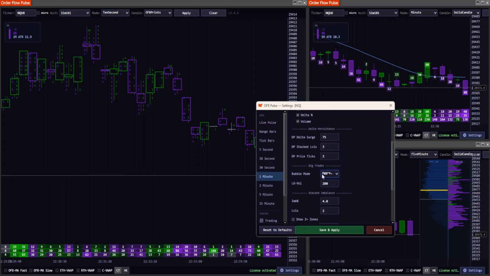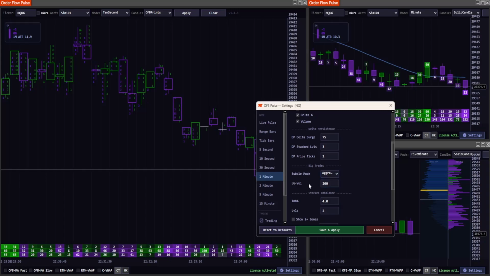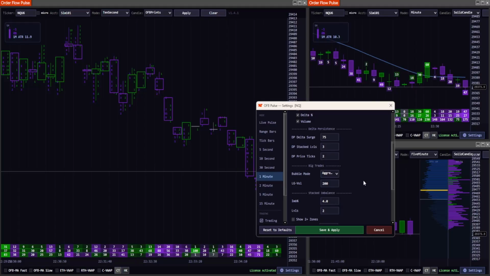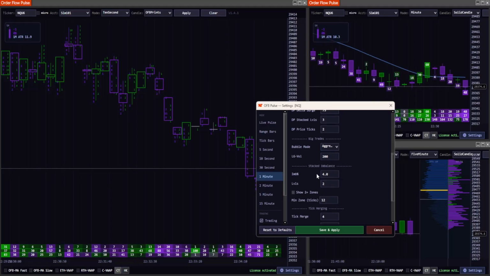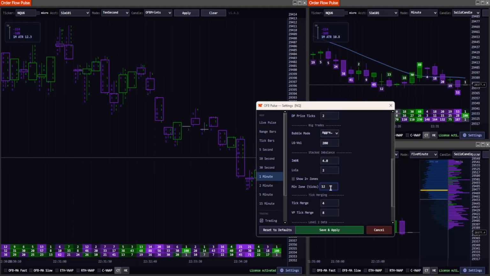I have this set to aggregated, so it aggregates all of the volume, and then it has large volume 200. Now you'll see a number up at the top. That is one single order contract. So if you hear me on stream, that's what I talk about. Now the imbalance ratio is set to 4 and the levels is set to 2. Minimum zones is set to 12.